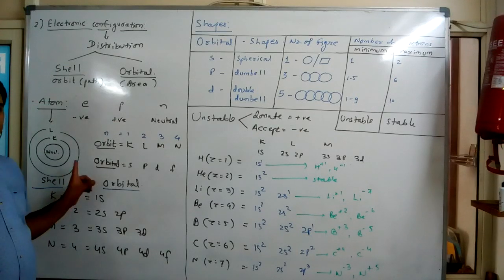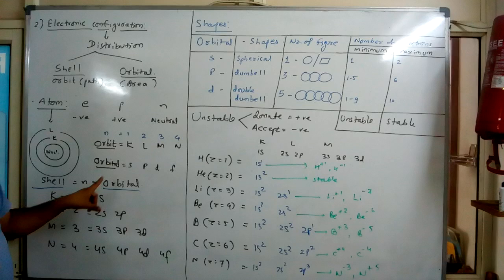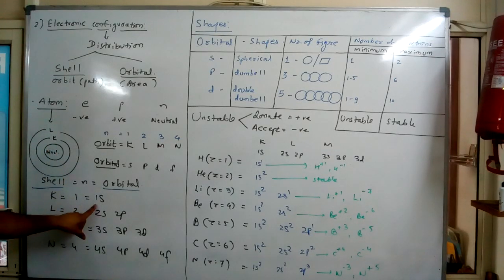The number of K shell is 1, so select one orbital from the beginning. That's why we are writing 1s here. Again, I am repeating: the number of K is 1 with respect to the nucleus, so here we are selecting 1s.